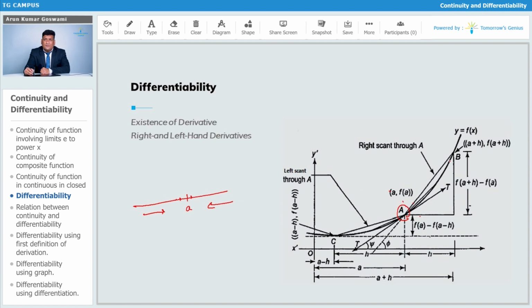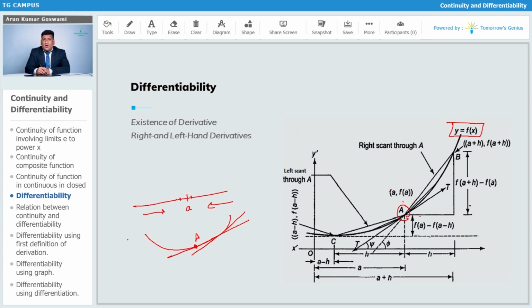As you can see, this is my curve, y is equal to f of x. Now I'm taking one more point. Whenever I have any curve, there can be many tangents on this curve, but at one particular point there can be only one tangent. If I'm talking about this point A, there will be only one tangent. At this other point there will be another tangent. At point A we cannot have any other tangent, only one.